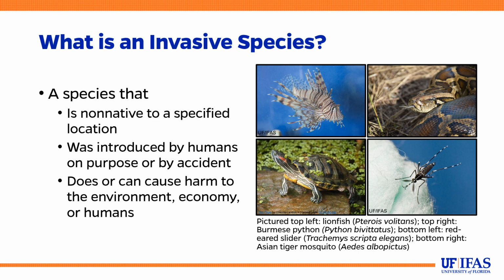environmental harm. Another example is the Burmese python. They are eating a wide range of native animals and birds in the Everglades and therefore are causing environmental harm. Red-eared sliders are invasive to Florida because they are breeding with the native yellow-bellied slider, another example of environmental harm. Asian tiger mosquitoes cause human harm by being a carrier of West Nile virus and other diseases.